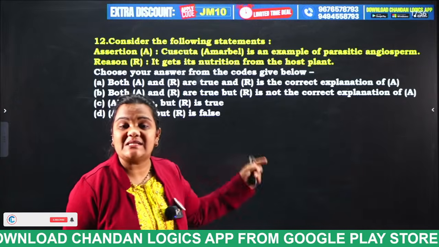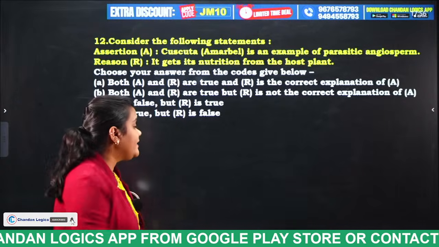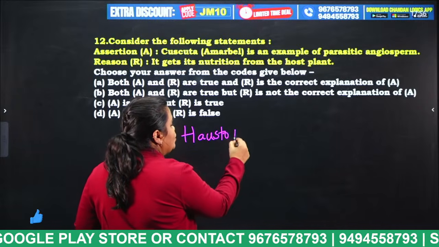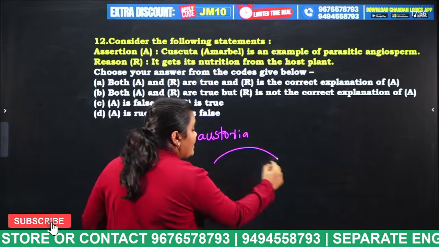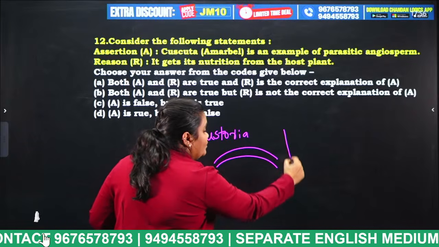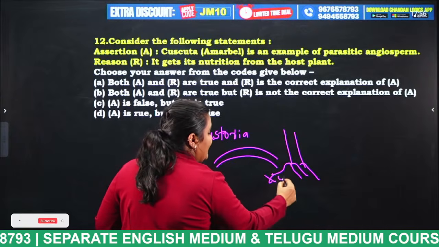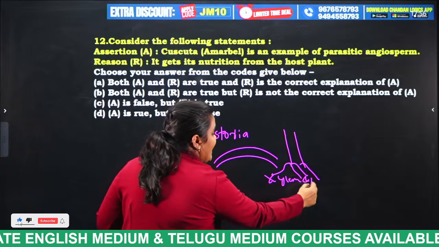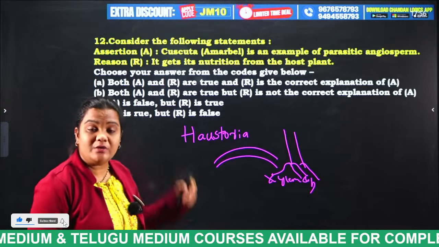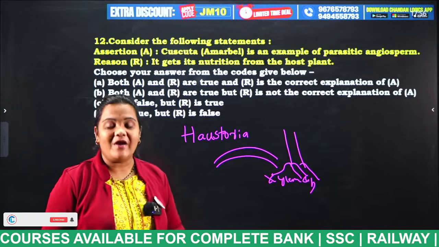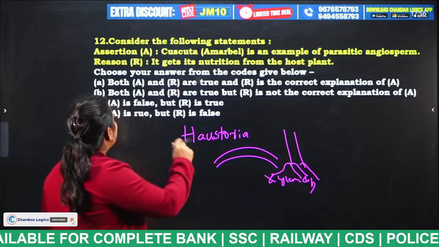So this cuscuta plant has a special organ which is known as what, students? Haustoria. So what is this haustoria doing? This haustoria enters into the host plant's xylem and phloem, and it takes the water, food and nutrients from the host plant, and it is having its lunch. Okay. So what is the answer for this question, students?